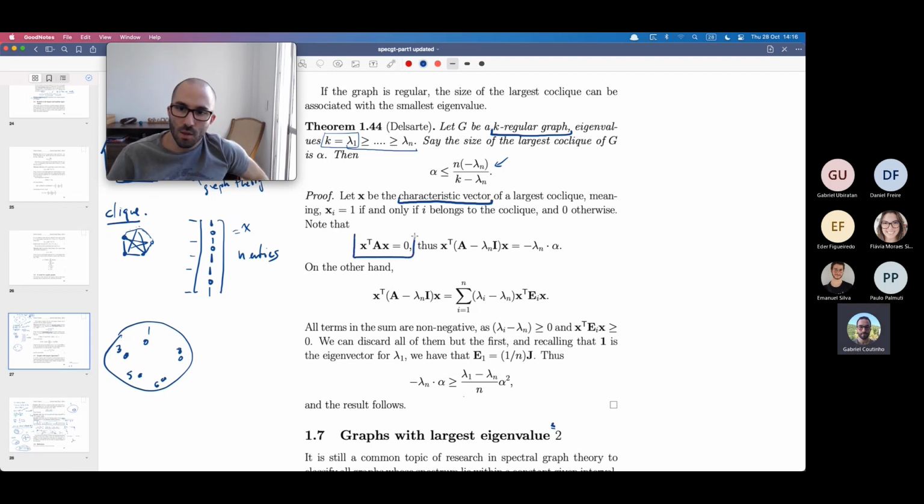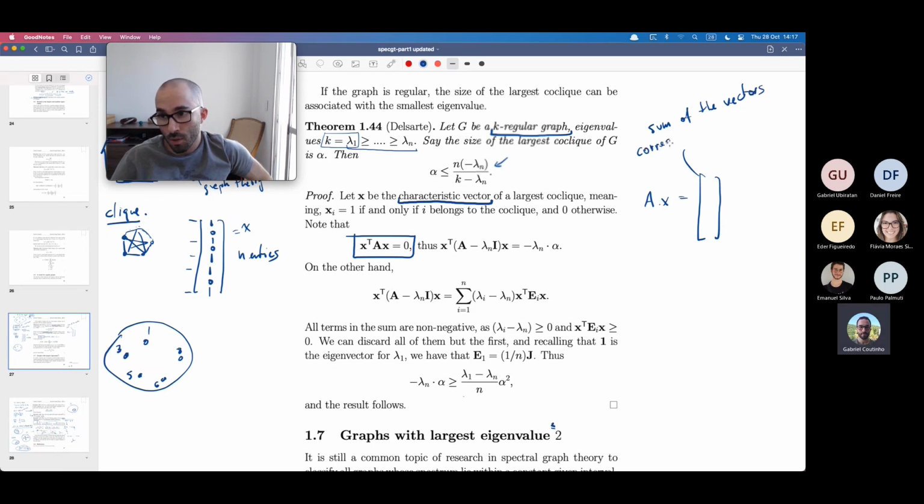Now this is the idea. Why is this true? The thing is, when you multiply A by X, the result is a vector, and this thing is a sum of the vectors corresponding to the neighbors of the vertices in the co-clique.